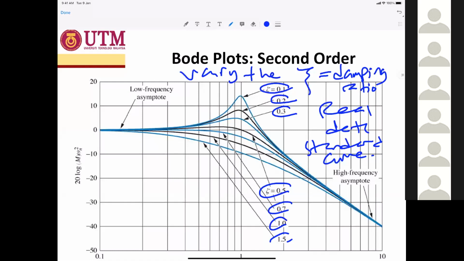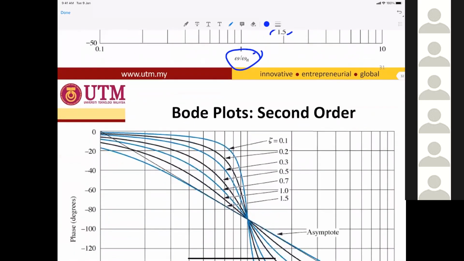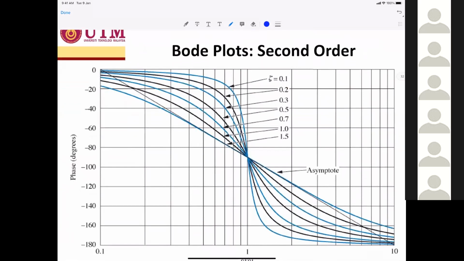So when you vary the zeta from 0.1 to 1.5, you will get several plots for the second order magnitude frequency response. Each of them will give you a different peak amplitude at the omega n break frequency. And the same for the phase. When you plot the phase on the computer, you will get a different plot for each zeta.